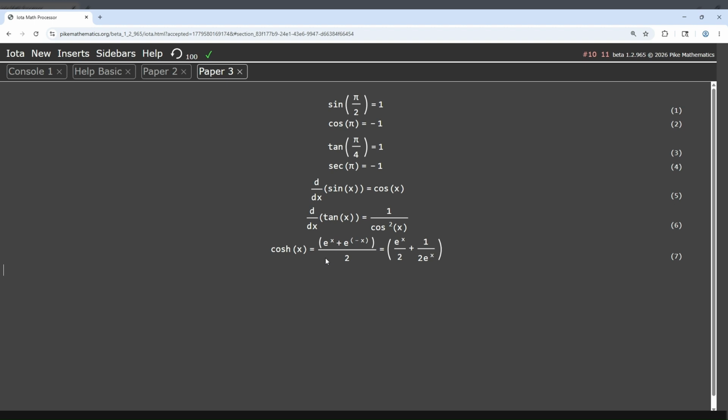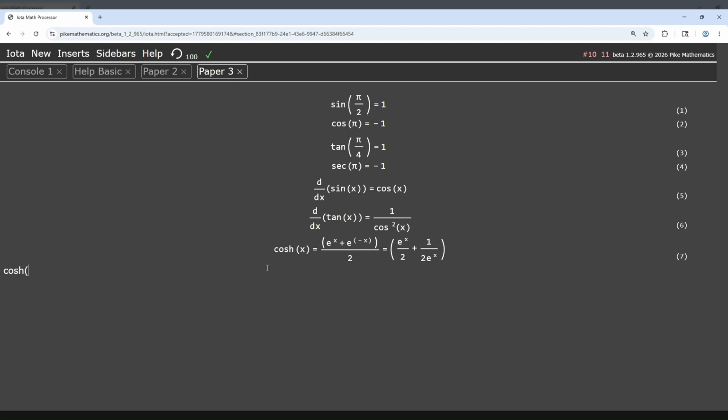So let's think if we put, for example, 0 into this equation. So e to the x would become 1, e to the negative x would become 1. So 1 plus 1 is 2 divided by 2. So we should get 1 as our answer. So let's check that real quick. The hyperbolic cosine of 0 equals 1. Okay.